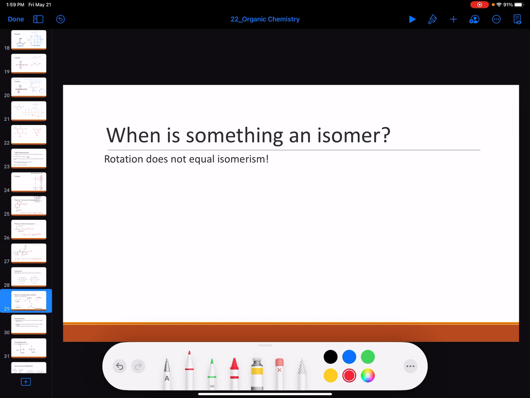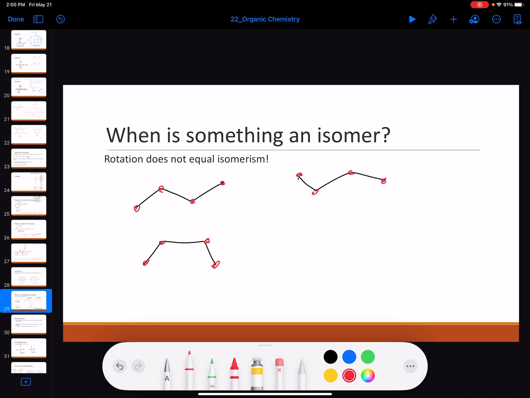Now, an important thing to realize is that rotation doesn't mean isomerism. So, for instance, with that one that I was drawing, I could draw 4 carbons in a row like that. I could draw 4 carbons in a row like that, or something like that, right? But those are all the exact same molecule, okay? Because it's always 1, 2, 3, 4 carbons in a straight chain.